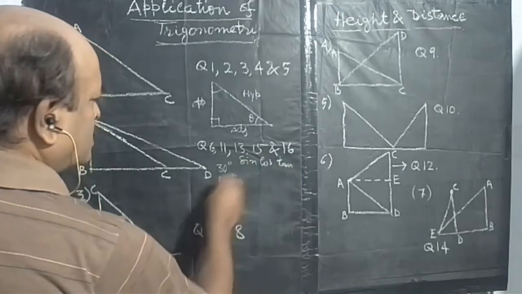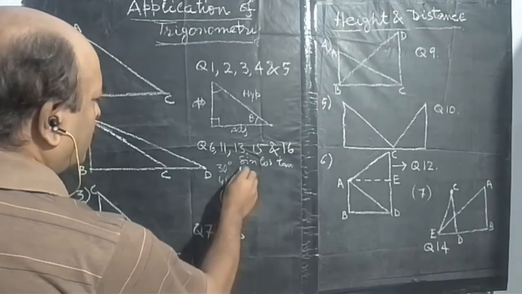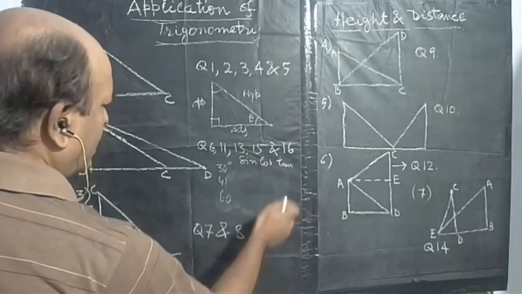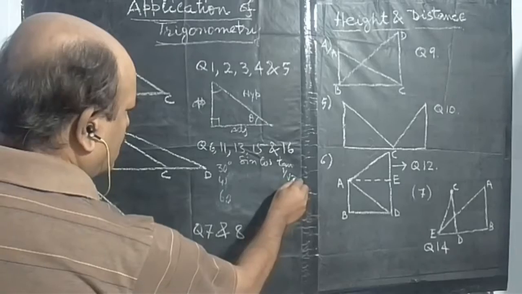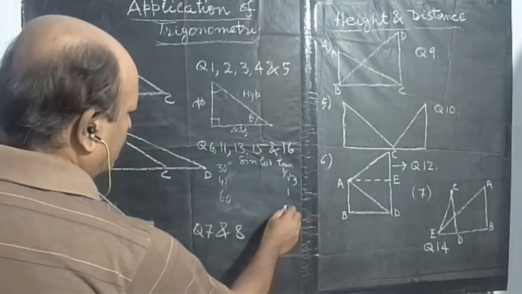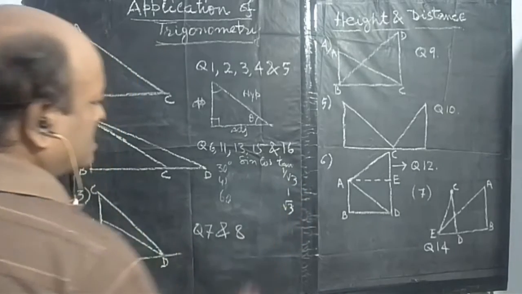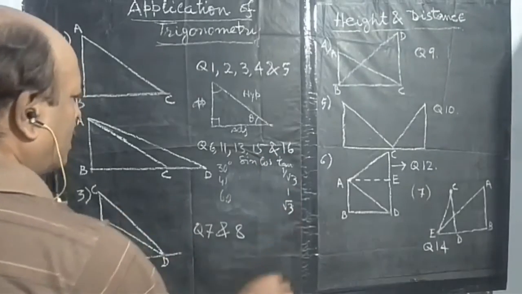Okay. What are the requirements? The tan values are required. Tan 30 degrees is 1 by root 3, tan 45 is 1, and tan 60 is root 3. These three will come very frequently.